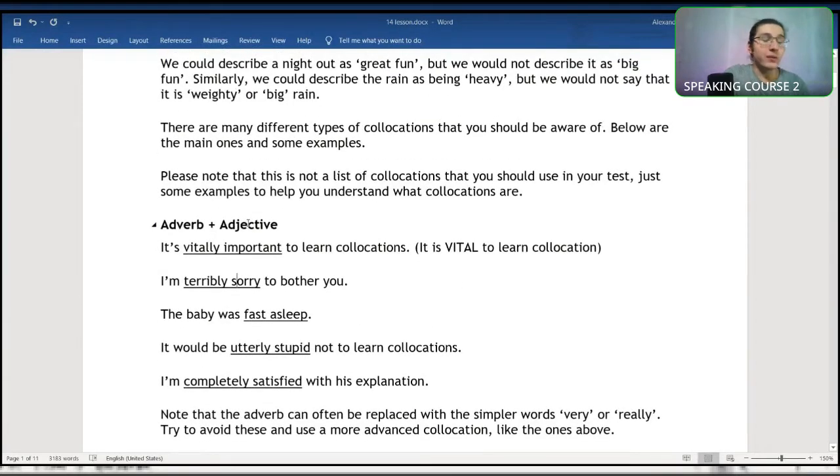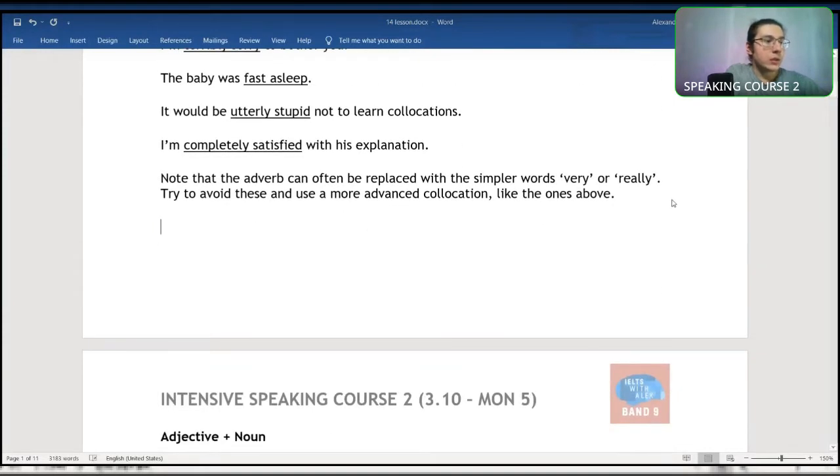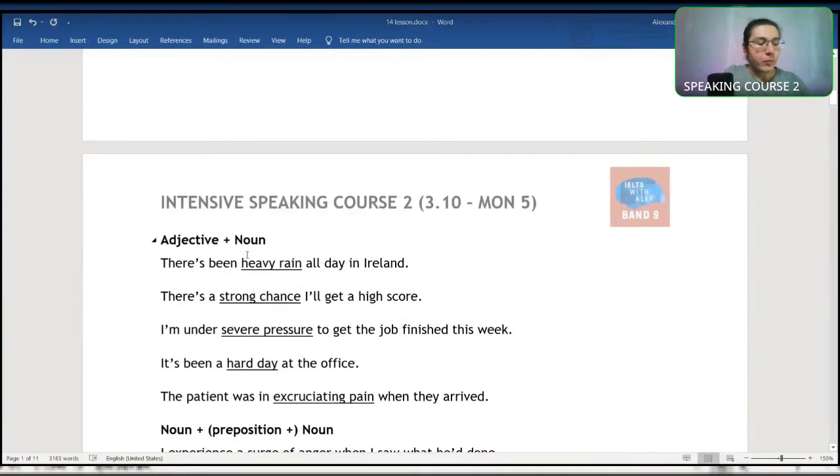So these were adverb plus adjective. These are the most common. There's a lot of them out there. Now let's move on to the next type, which is also quite common. Adjective plus noun. So adjective plus noun is when you have some kind of adjective with a noun.